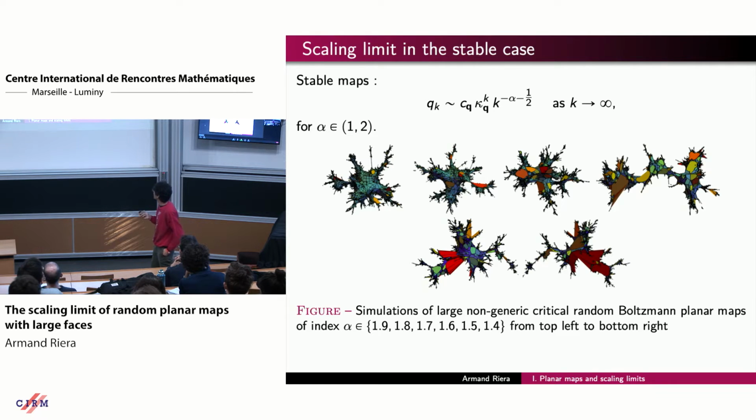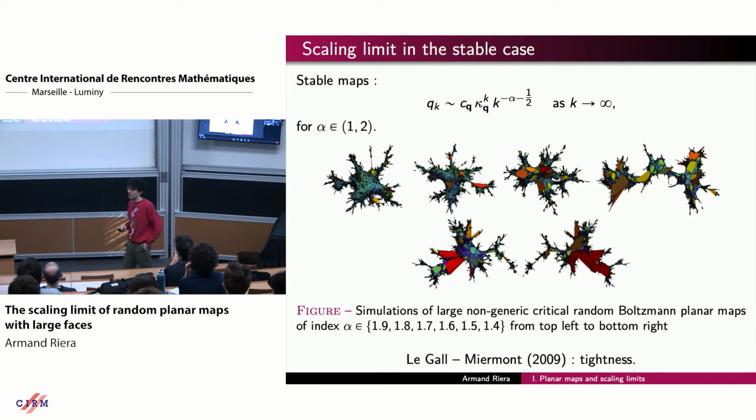And I want also to mention that this kind of maps have already been studied a lot. In particular, Le Gall and Miermont proved more than 10 years ago that we have a tightness result. So if you consider this kind of model, you can take a subsequence such that you have convergence to some continuous random space. And they say things about this space. For example, they prove that the Hausdorff dimension is always 2 alpha.